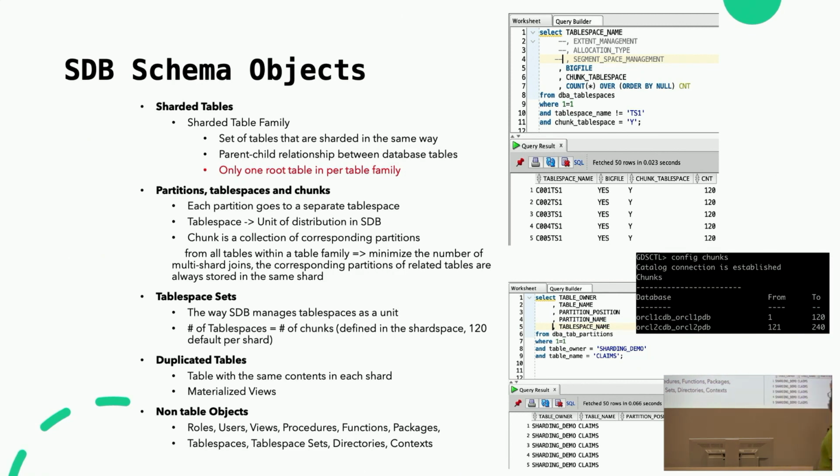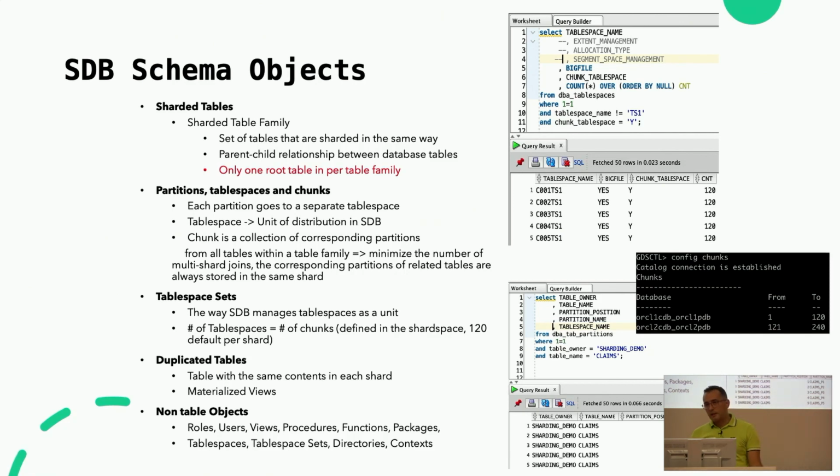If you don't specify when you create a sharded database, the default is 120. So if you do a count of the tablespaces, you will see that per table you have 120. That's tablespace sets. Now, besides sharded tables, which are going to be propagated throughout all the shards, you can have something called duplicated tables.